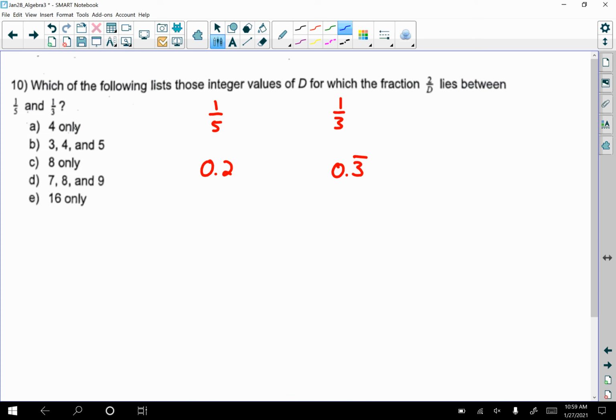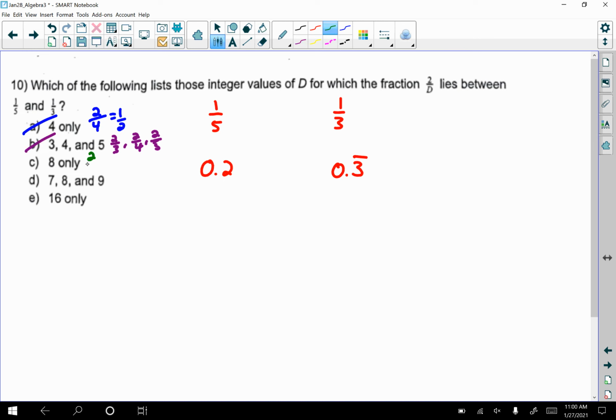So if I did A, this gives me 2/4, which is 1/2. 1/2 is over here. It's to the right, so I could rule out A. It's definitely above 1/3. So 3, 4, and 5. So this will give me 2/3. Well, 2/3 is a 0.6. 2/4, we're back to 1/2. And then 2/5 is actually a 0.4, so it's not B.